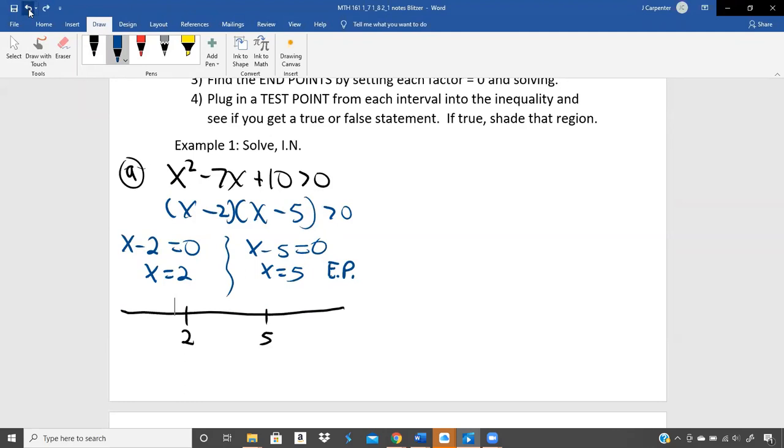So how do we figure out where to shade? That's where those test points come in. Plug in a test point from each interval. Oh, Mr. Beckner didn't tell me what number to plug in. Mr. Beckner doesn't need to tell you what number to plug in. You literally have a million options. So the test points are just numbers.